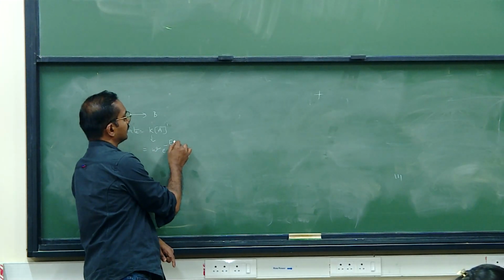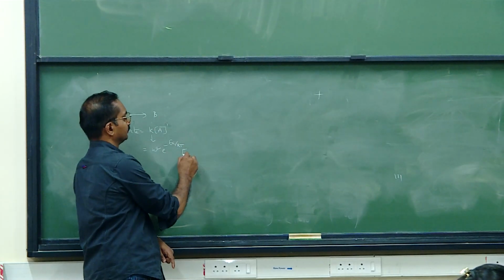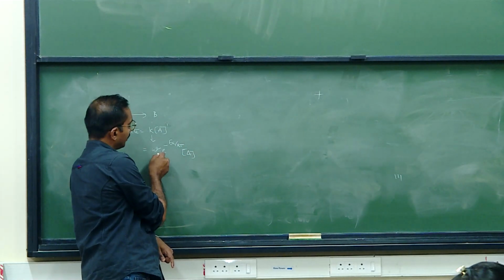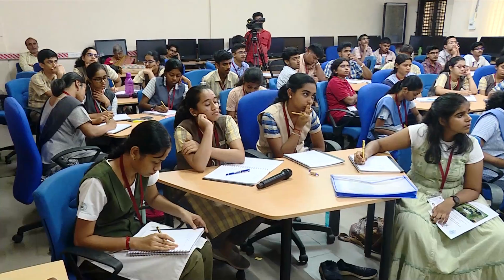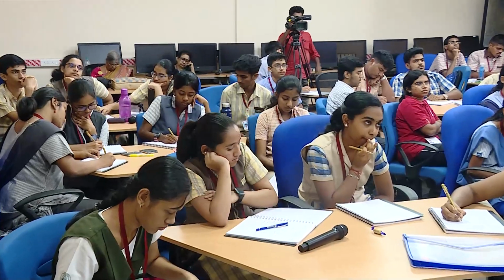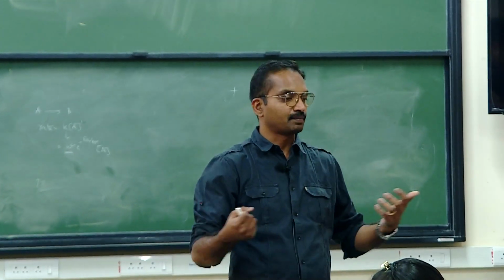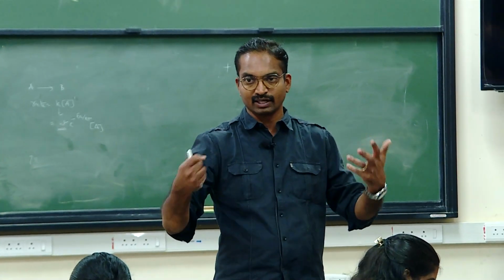The other one is the activation energy involved in the process of converting A to B. What is this frequency factor? I told you, it is the number of times the molecules collide per unit time. Because for a reaction to happen, there should be a collision between the molecules. So it is the number of times it collides per second. It's like a frequency factor.